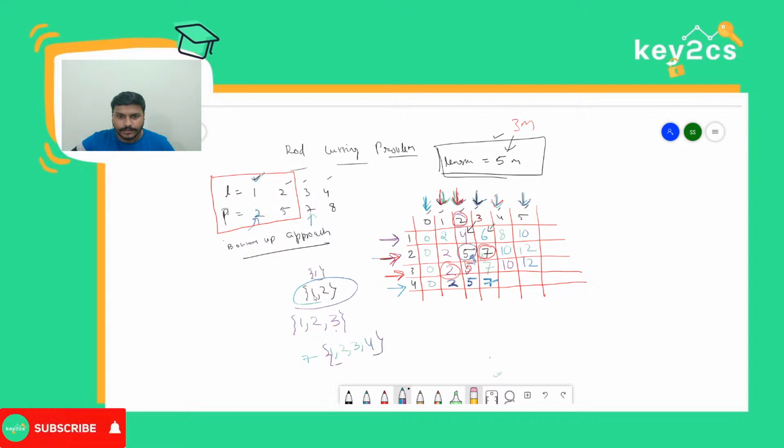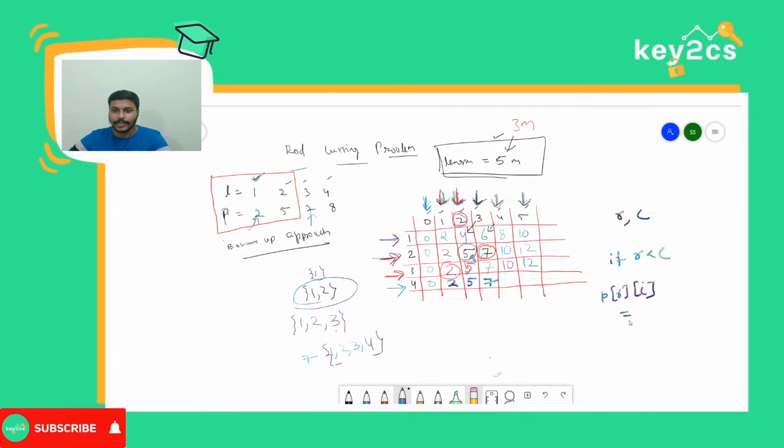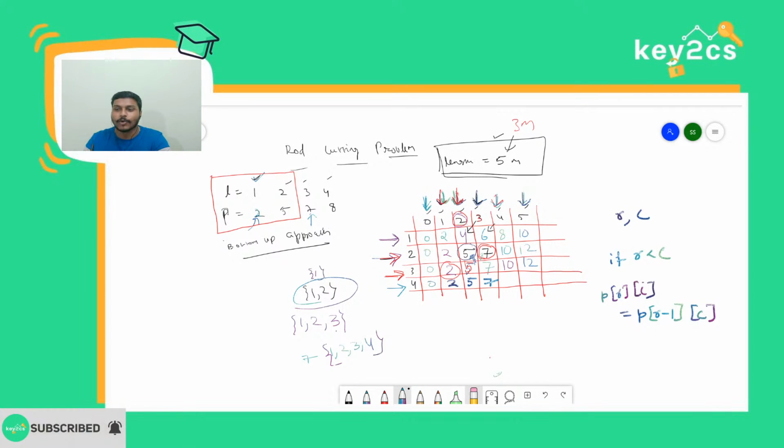Let's say current row value and current column value, for example, row value and column value. I'm saying if the current row value is less than the current column value, then we just have to copy, in the current row column, the previous row value. How can you do that? It's very easy. You just write r minus 1 in the same column.